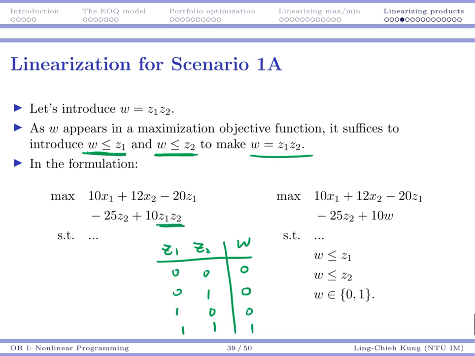The last thing I want to say about this example is that your W actually can be considered as continuous, because there is really no reason for your W to be 0.3, 0.7, right? So you don't really need to set W to be binary. But of course, if you set it to continuous, it doesn't really matter too much.